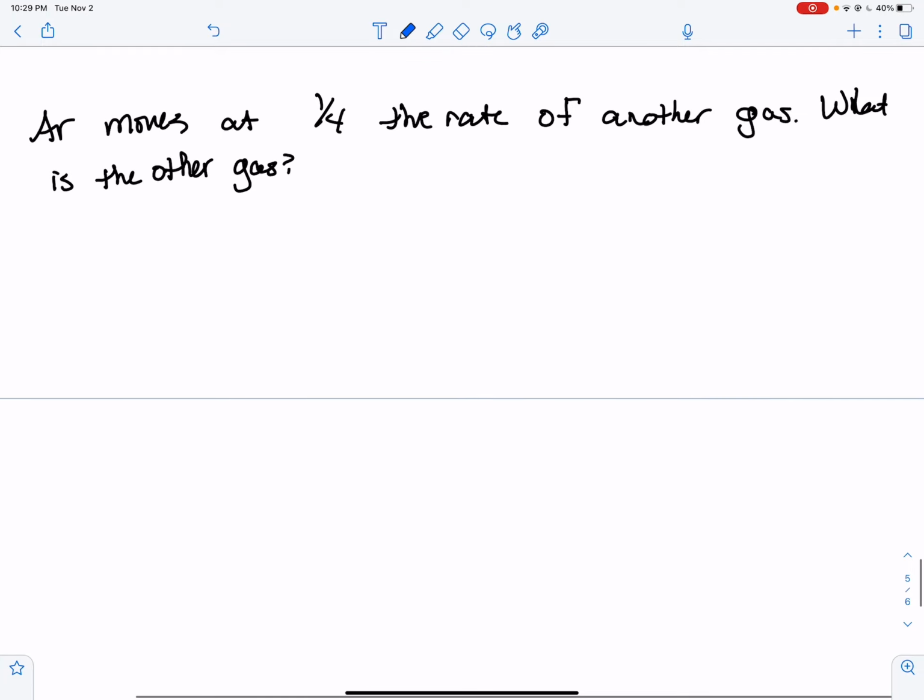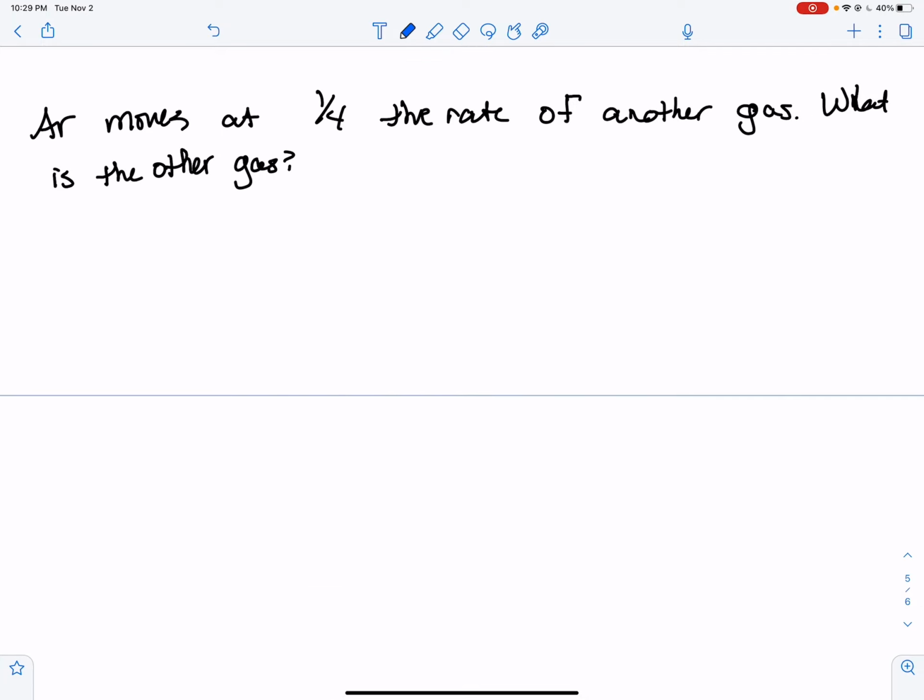And then the next problem, argon moves at a fourth the rate of another gas. What is the other gas? All right, so a good way to go about these is just to try to pick a random number. Sometimes that helps everyone. So the rate of argon is going to be equal to, let's just pick 1 mole per second. That would not be the rate, but we're just grabbing a number to get the ratio right. So if that's that rate, it says it moves at a fourth the speed of another gas. So it's 4 times as slow. So the rate, I'm going to use U for unknown, is going to be 4 moles per second. And that's how we can say that argon's slower.